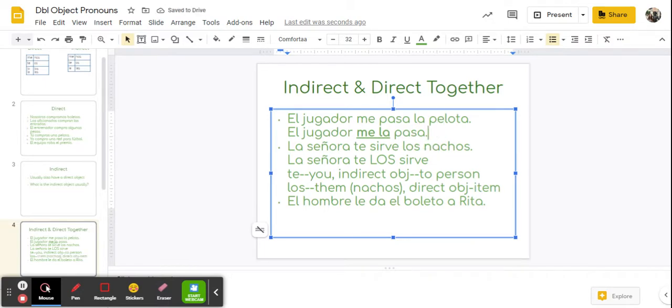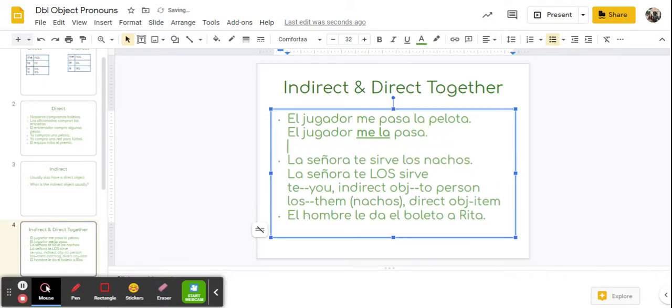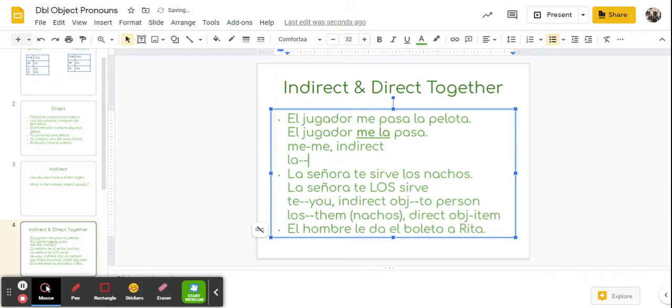Here, I'll explain how I got me and la on these two. So me would be me. It's the indirect object, and it's like "to me." We have the ball. La here means "it," and it's representing the pelota. And it would be the direct object.